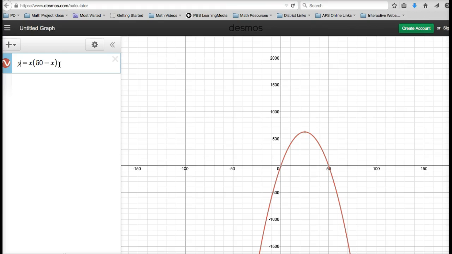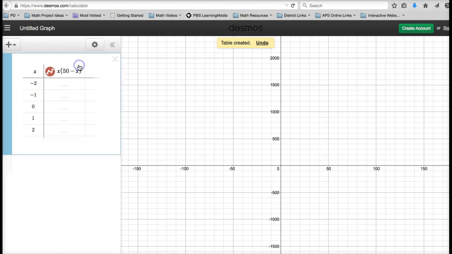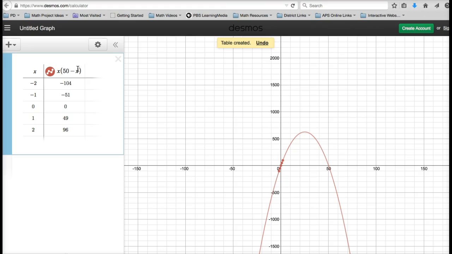Now, say I want a table of values. This little gear, if I click on that, it gives me an option to convert this to a table. If I click on that, it creates a table for me. Now look at the points that it's created. It's gone from -2 to +2. That's a default, but it just gives me this little bit.